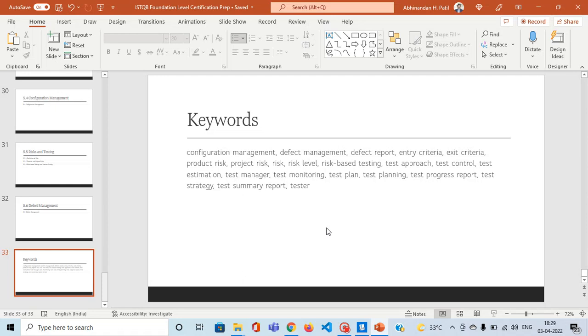Entry criteria, the bare minimal requirements that need to be met before we enter into any testing activity phase. Exit criteria, when we conclude that particular activity. Product risks, project risks, what the possible product risks and project risks are, we discussed, and risk itself. So basically risk is something which can happen in future, and whenever it happens it has negative consequences.